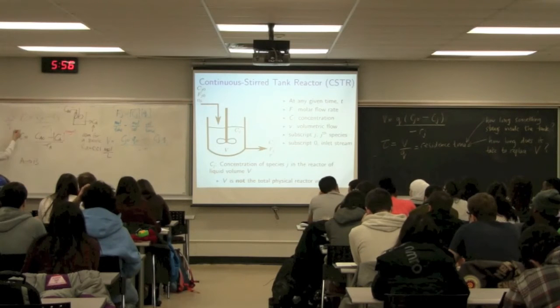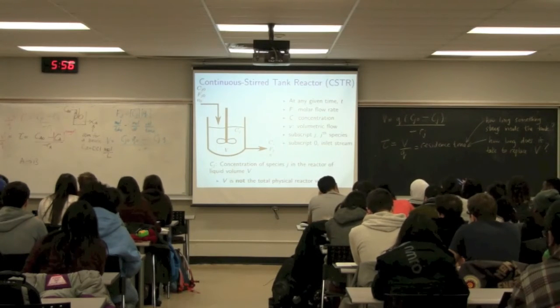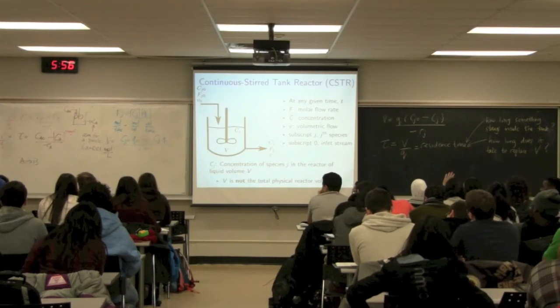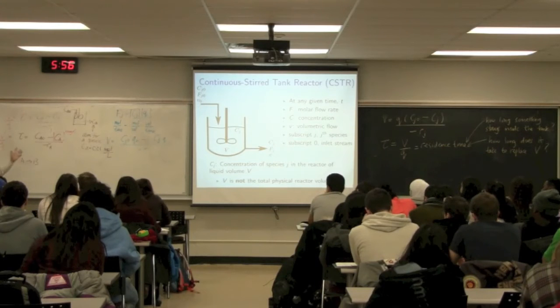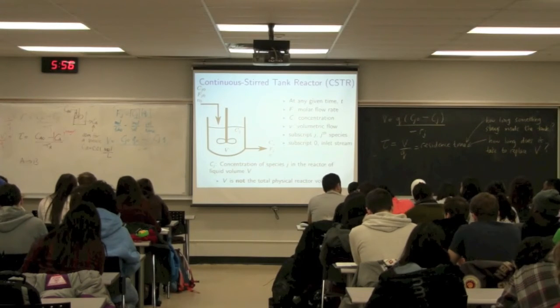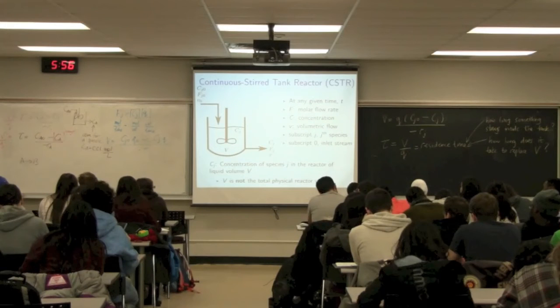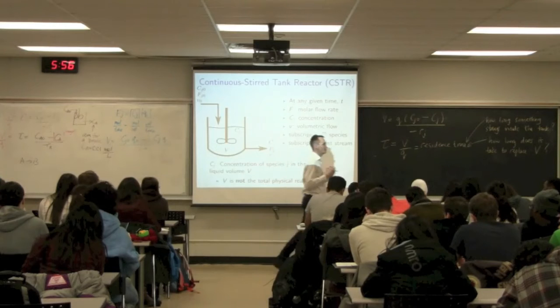Okay, tau must go up, or that implies V over Q. Is that the only thing I can do? What else can I do? I can drop flow rate. Okay, so I've always got 1 or 2 degrees of freedom to play with, to keep things constant. So don't just look at equations as equations. Think of what you can do with them.